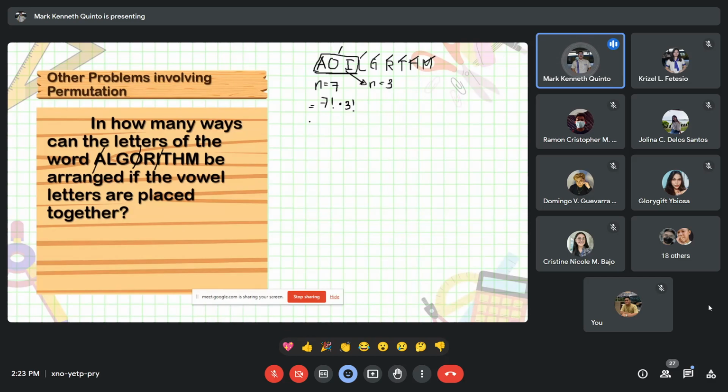So what is the answer for 7 factorial? 5,040 times 3 factorial. That is equal to what? Oo nga, 6. So we have 5,040 times 6 is equal to 30,240. Malinaw?